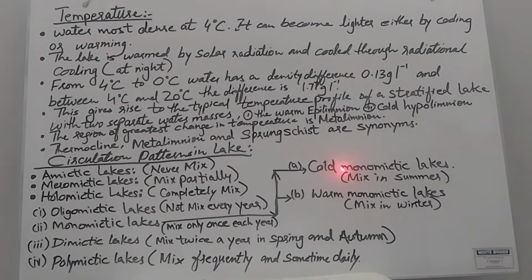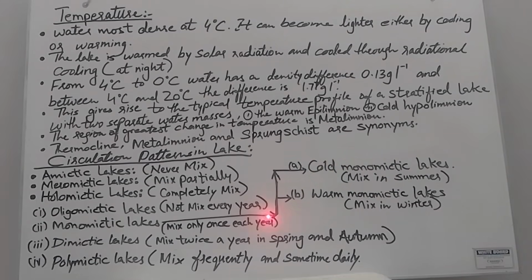As we already studied, if the temperature rises above 4 degrees or goes below 4 degrees, then the density of the water will change. So here, cold monomictic lakes will mix in the summer because they are in the polar region, and they rarely reach a temperature above 4 degrees centigrade and mix in the summer. That's why they are called cold monomictic lakes.